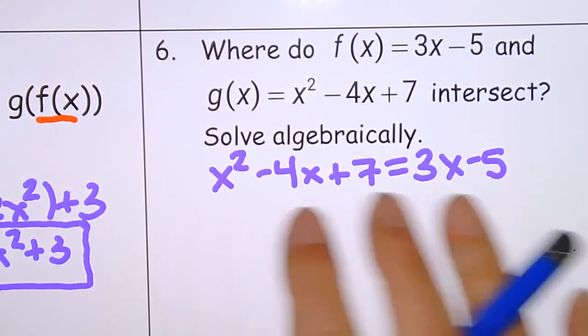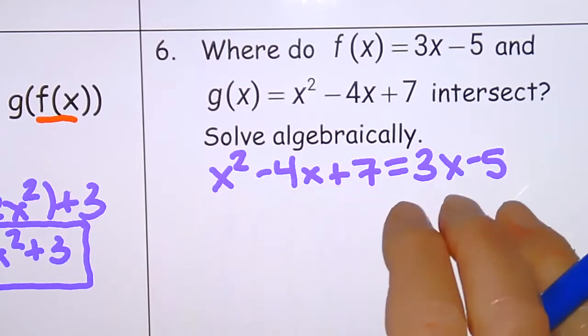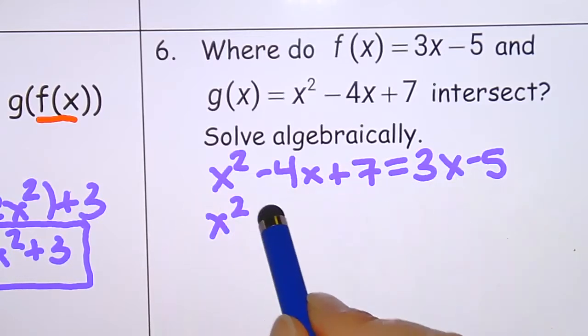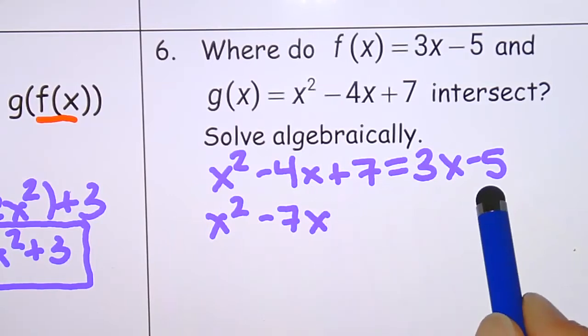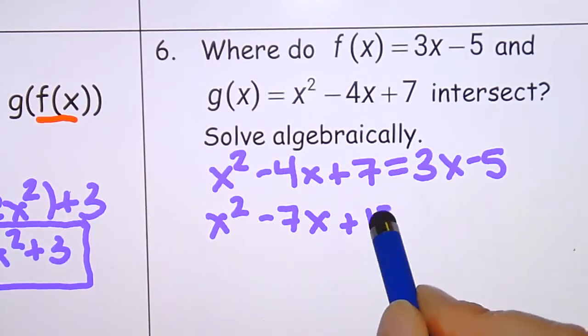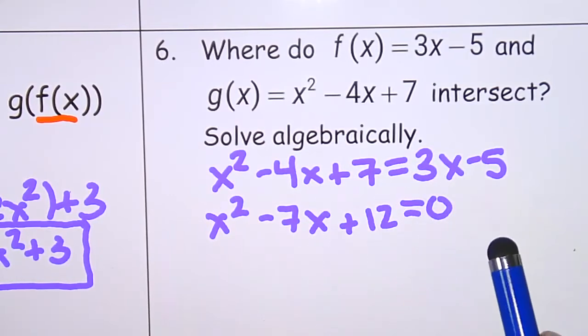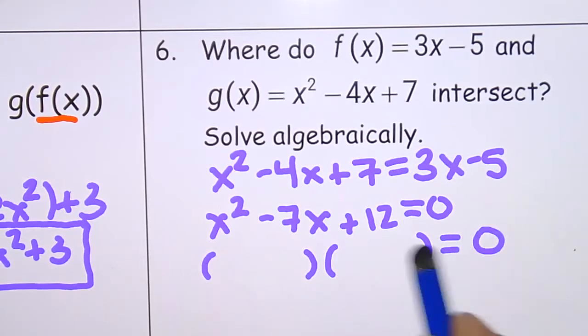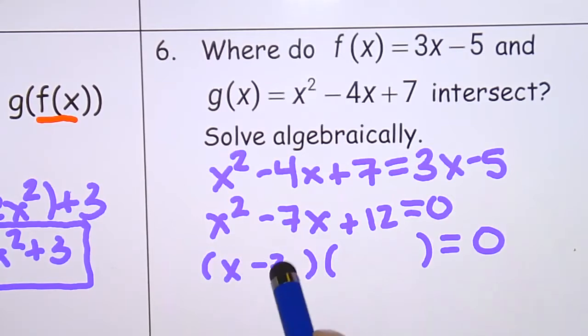And then anytime I have a quadratic, I want everything on one side, 0 on the other. So I'm going to have x squared. I'm going to subtract 3x, so I get a negative 7x. I'm going to add 5, I get a 12. And now I'm going to solve this. This is factorable. I want to figure out what multiplies to 12 and adds to negative 7. And that is going to be a negative 3 and a negative 4.